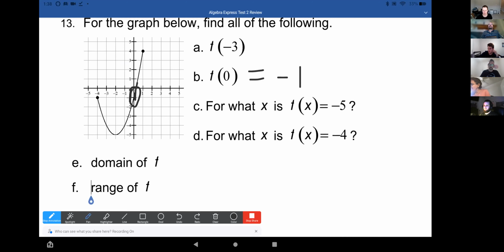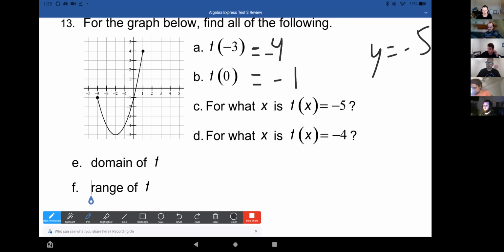What about this? F of X equals a -5. What is that giving me? And the question itself kind of hints at it. F of a -3 was a -4. Whatever, -5 will be your Y this time. So this is my Y. My Y is a -5, and this wants to know what X value. Would it be -2?